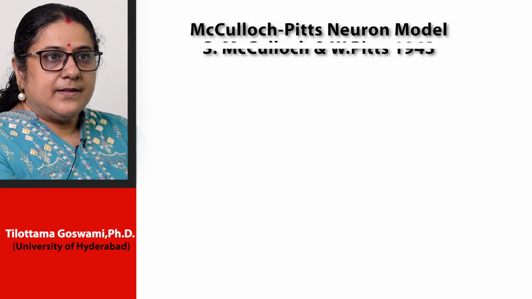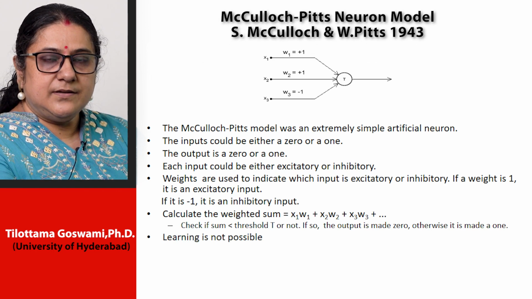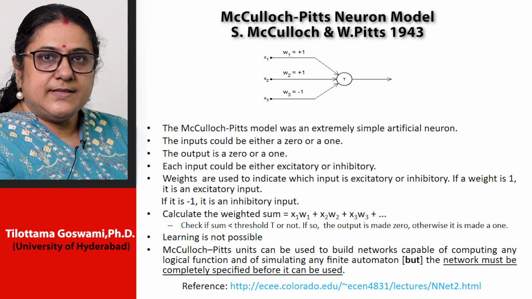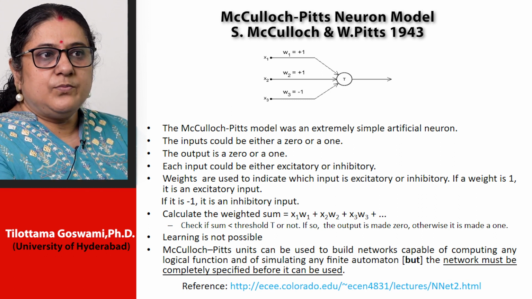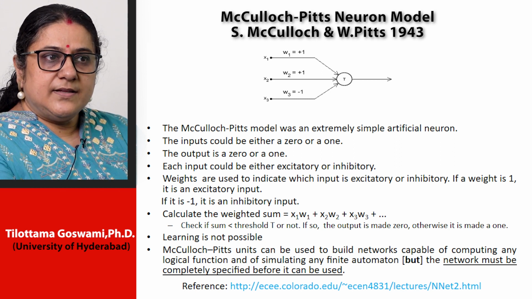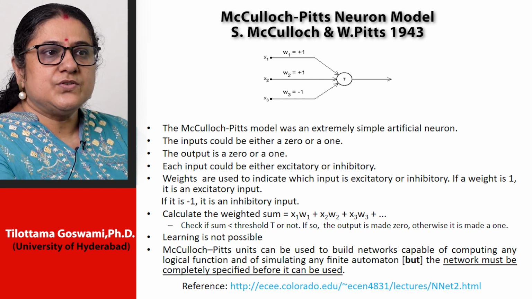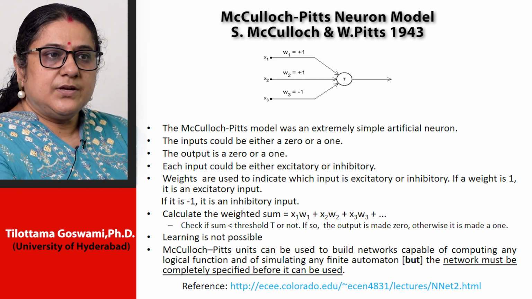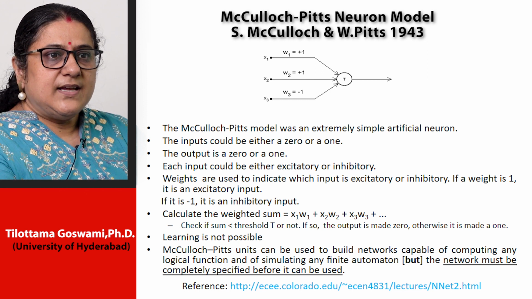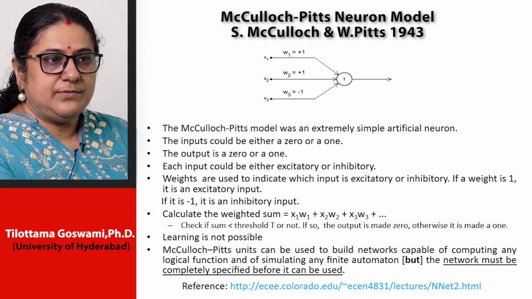To refresh the McCulloch-Pitts neural model, 1943, it's an extremely simple artificial neuron. The inputs could be either 0 or 1, and the output is also 0 or 1. Each input could be either excitatory or inhibitory. The weights are used to indicate which type it is: if the weight is 1, it is an excitatory input, and if it is -1, then it is an inhibitory input.